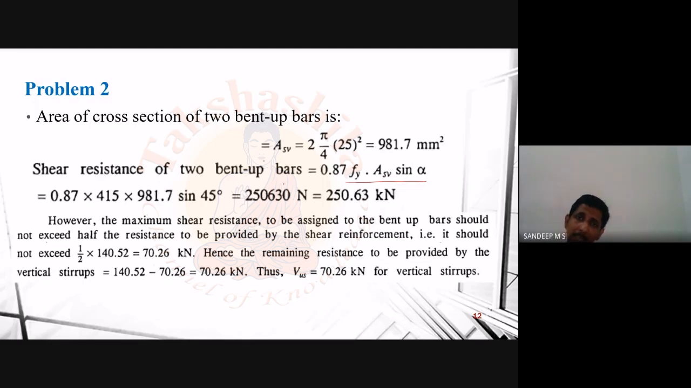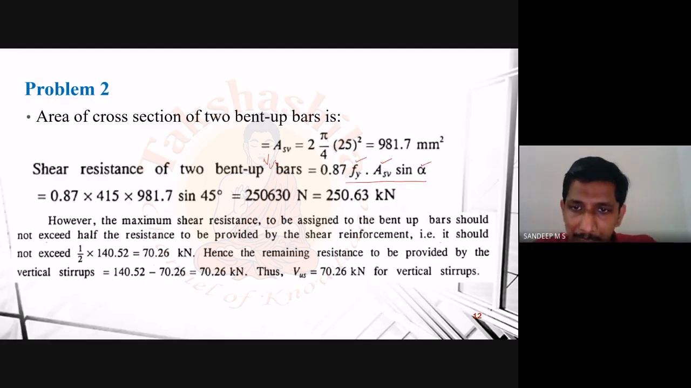That is where we have a number of bars bent up at the same location. At 1 meter distance we are bending up 2 bars. That is the only bent up bars we are having. So I am using the same equation here. VUS is equal to 0.87 Fy ASV sin alpha. In this you know the value of Fy, you know the value of ASV, you know the value of alpha. Let's take alpha as 45 degree itself.